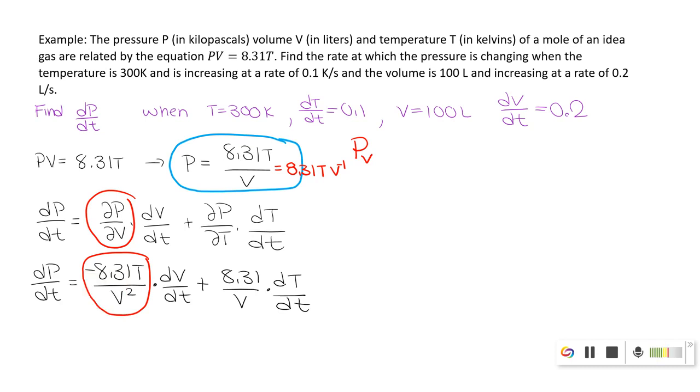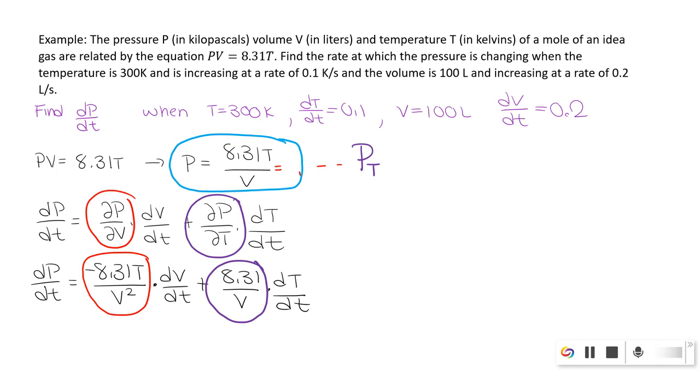And then I have to take the derivative with respect to temperature, T. So I'm going to find dP/dT, my partial derivative with respect to temperature. And the T is on the top, it's just a linear term. So that derivative is going to be 8.31 divided by V. So I plugged those things into my chain rule.